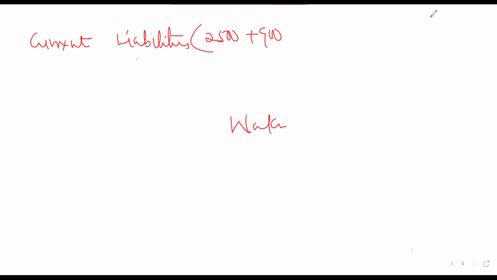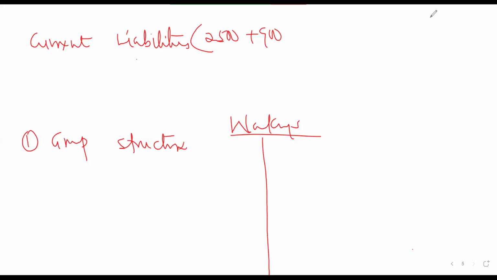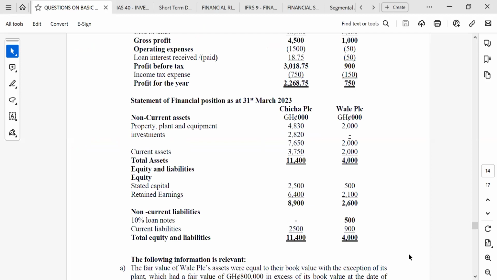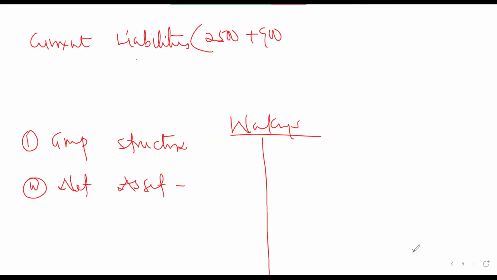Okay. So the workings, the first one will be the group structure, which you have to put there. You have to put the group structure, the acquisition date, the reporting date, and the post-acquisition period. Okay, we all know how to do that. Let's go to our second workings, which will be the net assets of the subsidiary. What is the name of the subsidiary? Please, you only do the net asset workings when you are going to do the statement of financial position.